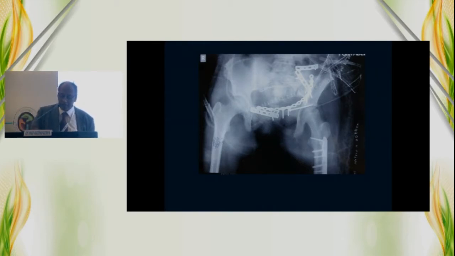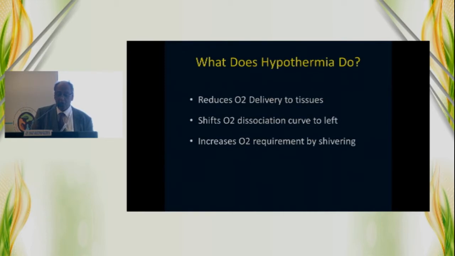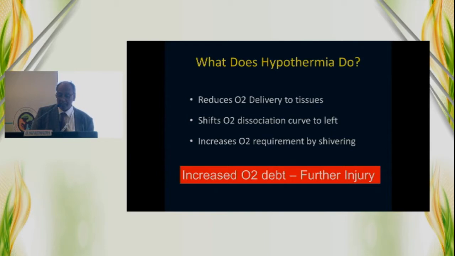She also had massive Morel-Lavallée lesions, which had to be dealt with by multiple debridements and grafting. There are some other important things that we need to look at in these patients, and one of these is hypothermia, which is often forgotten because hypothermia reduces oxygen delivery to the tissues. It also shifts the oxygen dissociation curve to the left, if any of you remember your physiology, and it increases the oxygen requirement because of shivering. So again, increased oxygen debt, further injury, again adding to the vicious cycle.